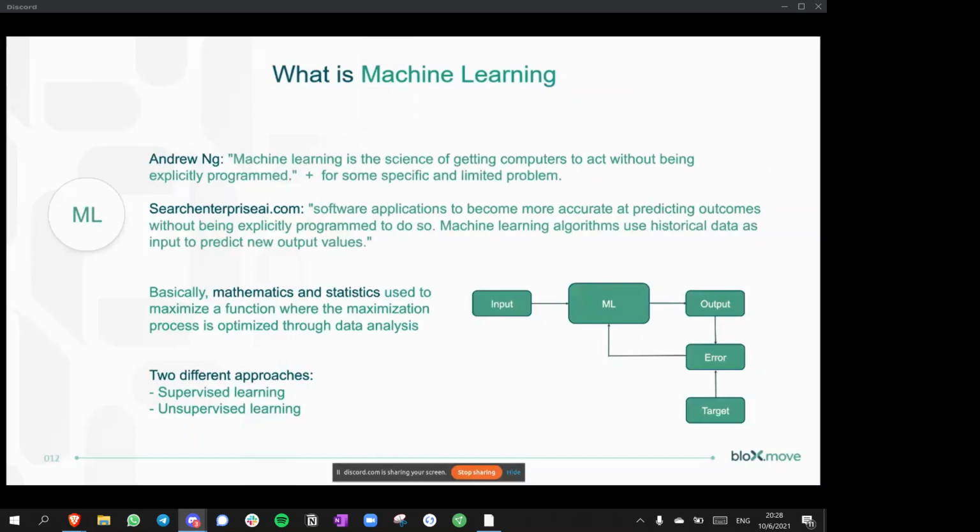And what he's basically saying is that it's the science of getting computers to act without being explicitly programmed. And I feel a bit bad to correct him, but I would like to add "explicitly programmed for some specific and limited problems." And what does it mean?